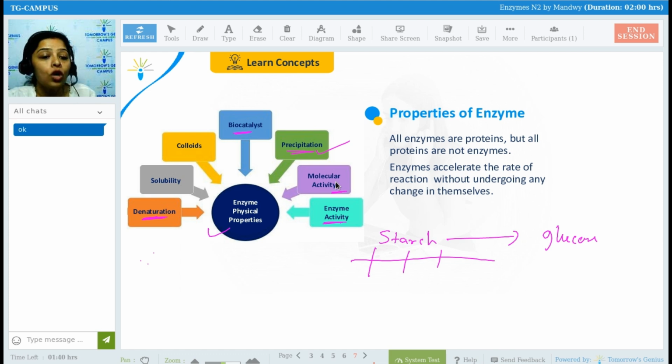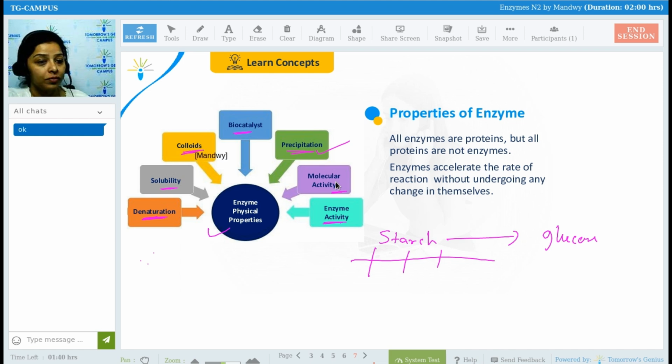Are you getting me? Solubility. Yes, enzymes are soluble. If you mix them with any protein, any biomolecule, or water, they will easily mix.